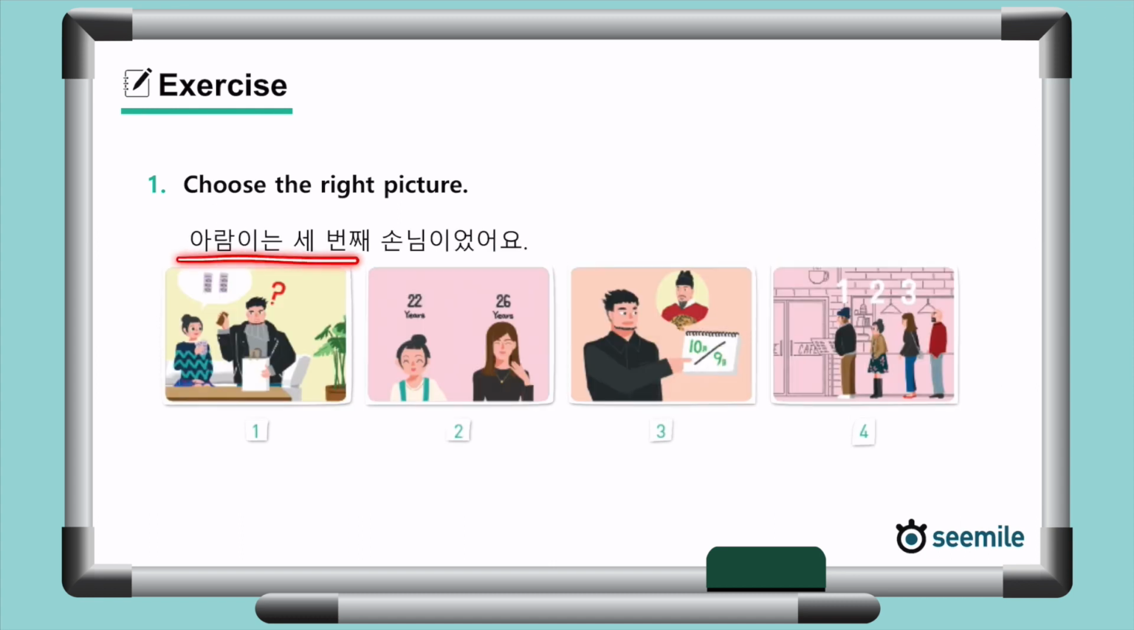Next, 아람이는 세 번째 손님이었어요. 번째 shows someone's order among a group. 세 is a modified form of the native Korean numbers 셋. So 세 번째 means the third. Aram was the third customer. In picture number 4, 히토미는 두 번째 손님이고 아람이는 세 번째 손님이에요. So this would be the answer.